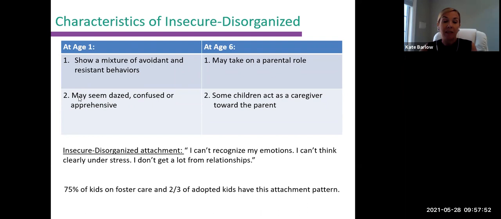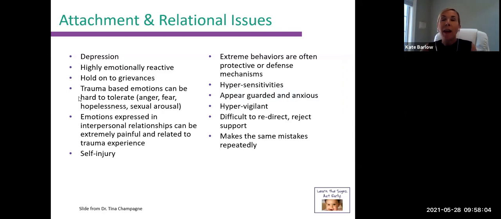So a statement from an adult with an insecure-disorganized attachment pattern might be, "I can't recognize my emotions. I can't think clearly under stress. I don't get a lot from relationships." So what might that look like? Someone who has difficulty with attachment and bonding is going to result usually in some type of relational issues. And some of those, this is not an all-inclusive list, might be depression. A person might be highly emotionally reactive. They may hold on to grievances.